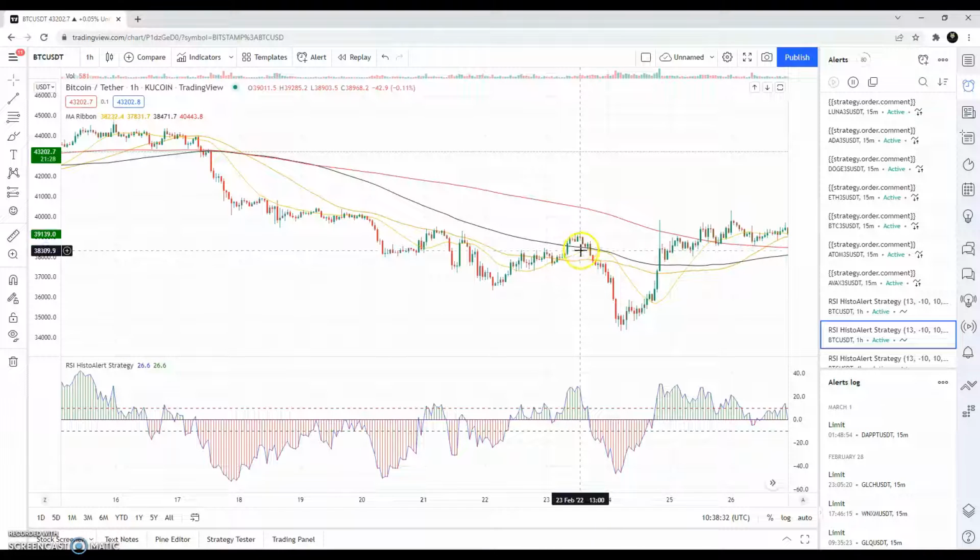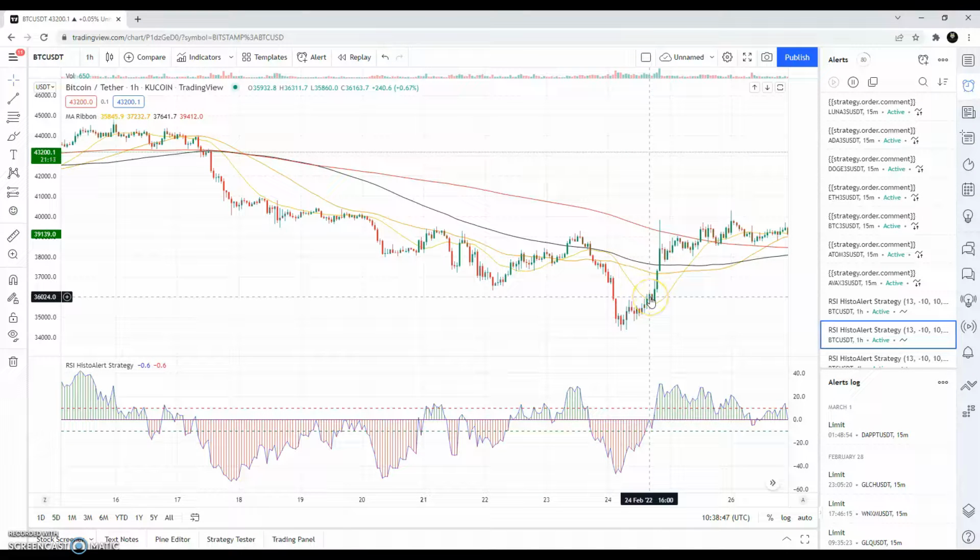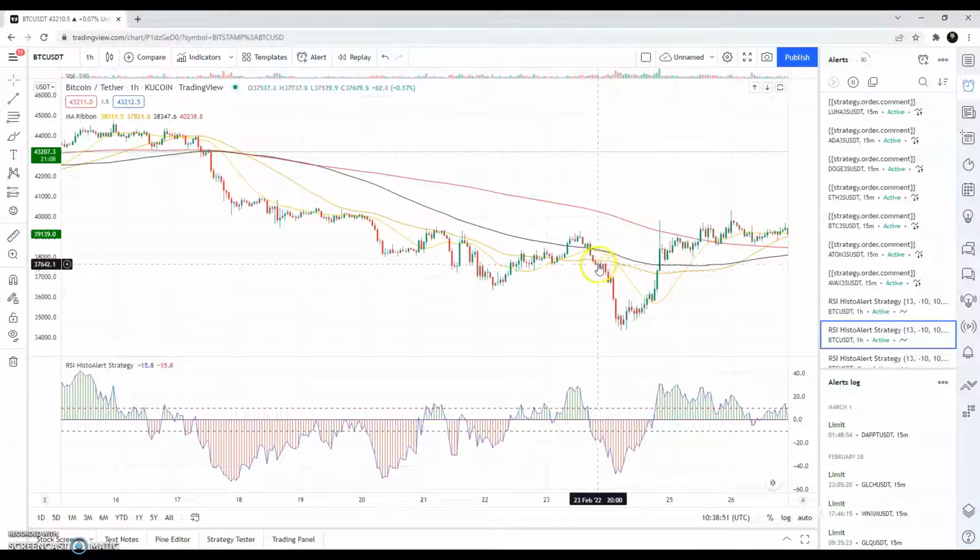Here's another short. So we're below the black line, and the RSI histo went below -10. So we get in right here, 38, and then it comes all the way down, and then we get out about right here, which is 36.